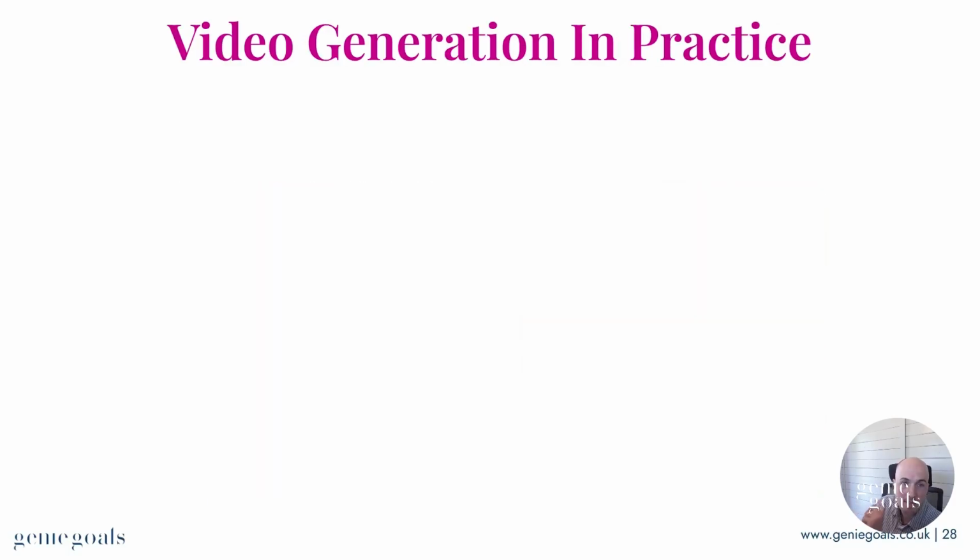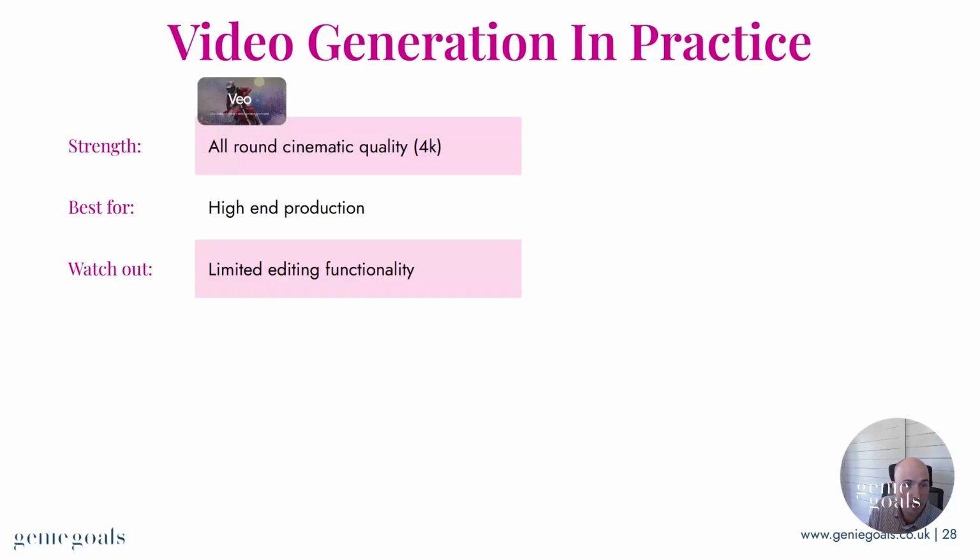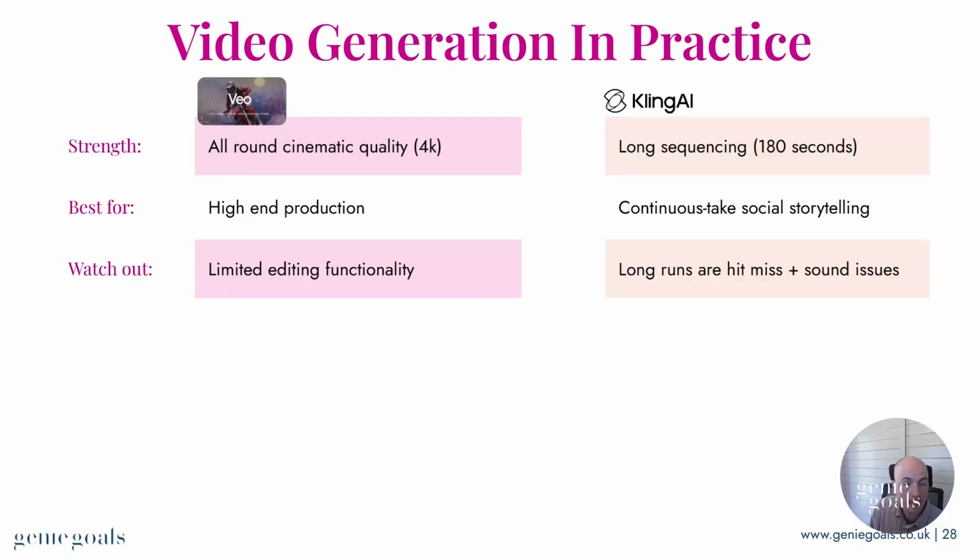Now let's have a look at video generation. Video generation is trickier. A good step within any AI creative process is to generate all of your images first as references for your video. And again, we've got a number of tools. We've got Google's Veo. It's a good all-rounder. We've got Kling, which is an Asian model. It has long sequencing. You can run a continuous sequence for 180 seconds when Veo only offers a maximum of 8, but it becomes hit and miss.